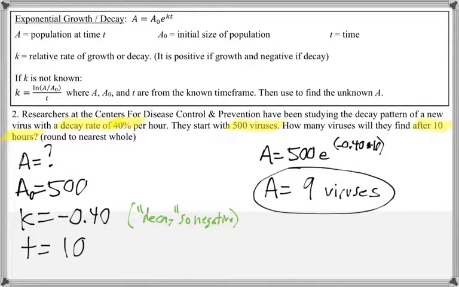Now, these types of problems are actually very similar to the continuous compound interest problems in the previous section. And the reason for that is because mathematically the continuous compound interest formula is equivalent to our exponential growth and decay formula. So that's just kind of an interesting fact.